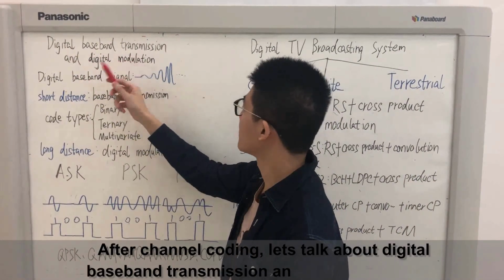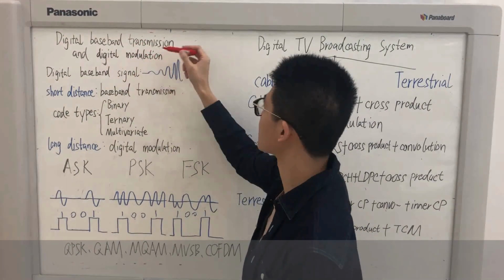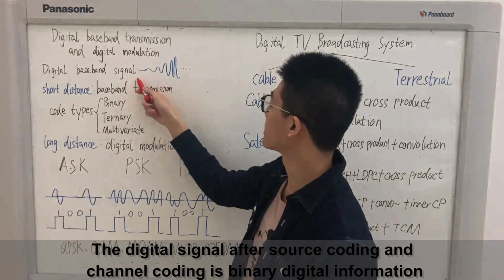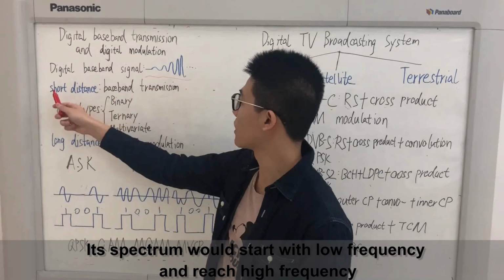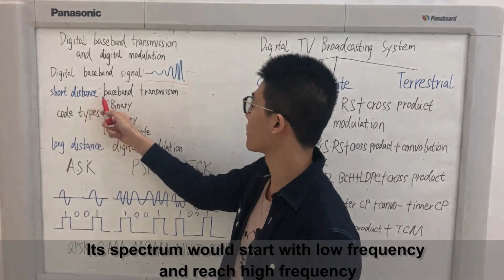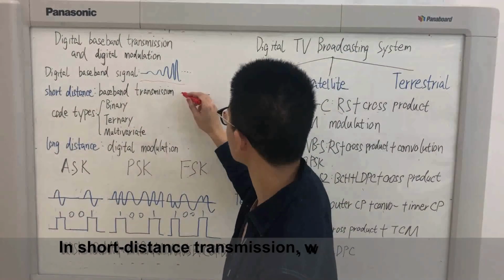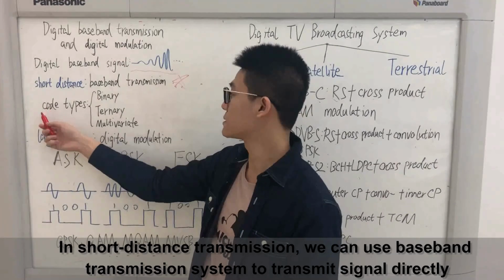After channel coding, let's talk about digital baseband transmission and digital modulation. The digital signal after source coding and channel coding is binary digital information. Its spectrum starts at low frequency and reaches high frequency. We name it the digital baseband signal. In short distance transmission, we can use a baseband transmission system to transmit the signal directly.